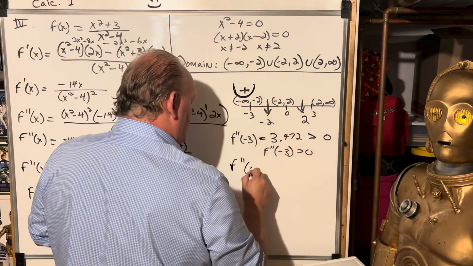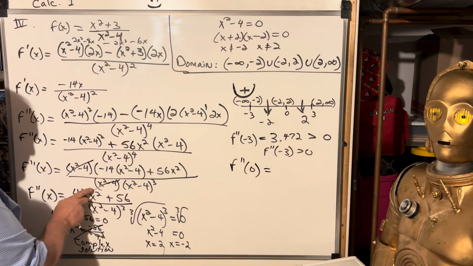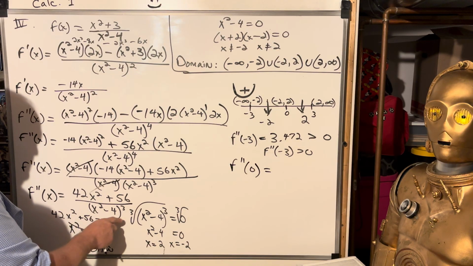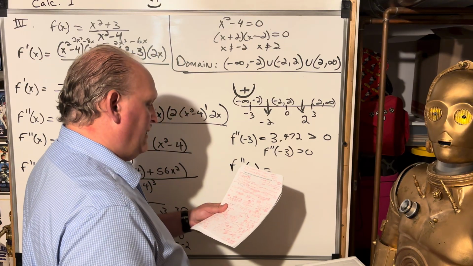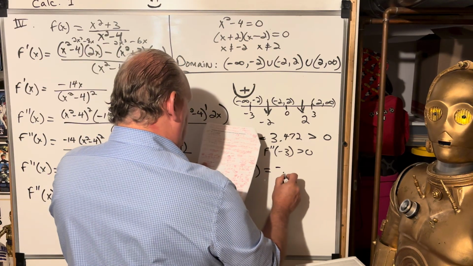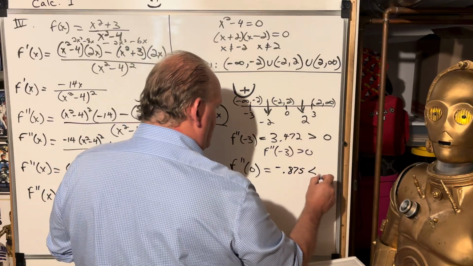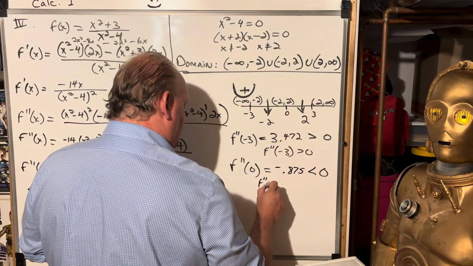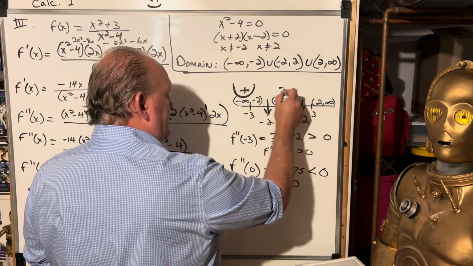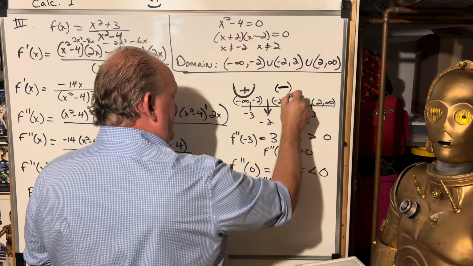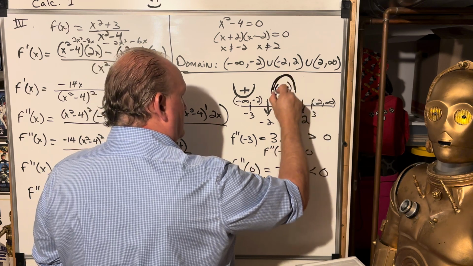F double prime of 0, we like 0, is easy, right? So 0 goes there, 0 goes there. We got 56 over -64. That's about -0.875, and that is less than 0. So f double prime of 0 is less than 0, so that is negative, and so that is concave down. That's not going to hold any water.